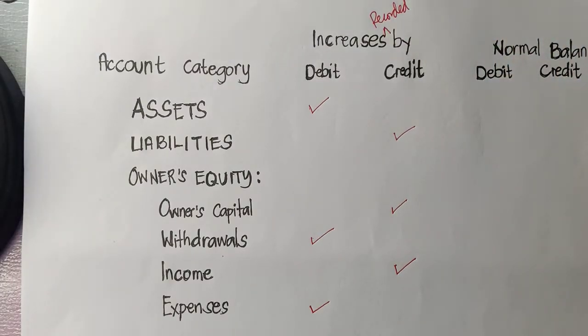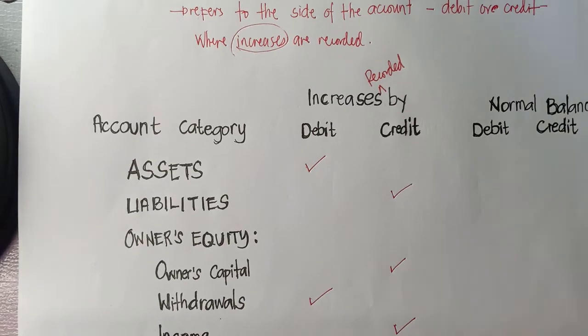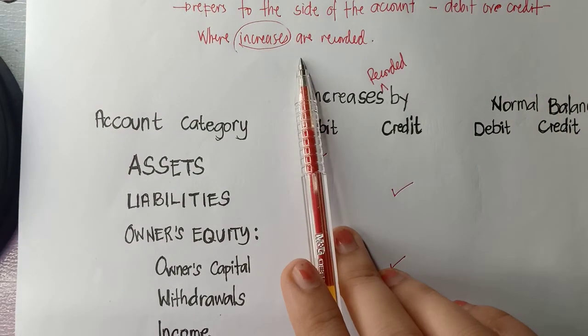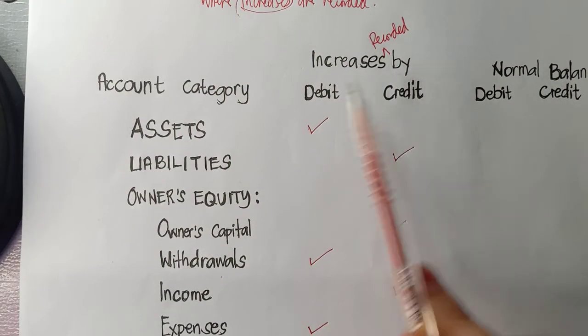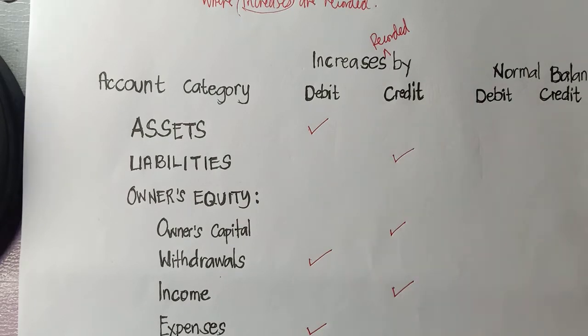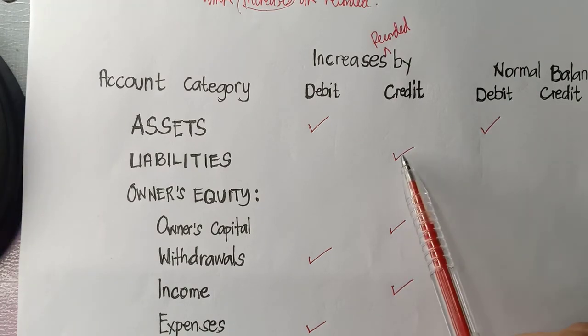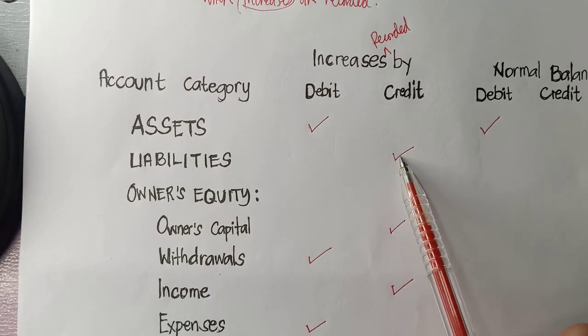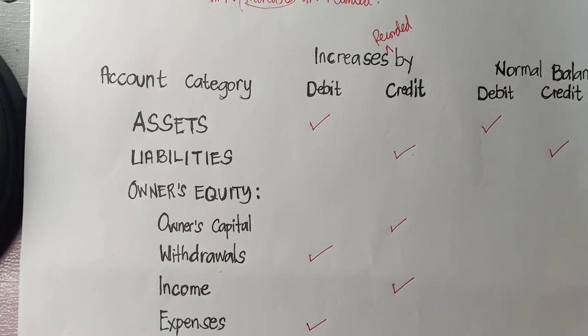So now, let us know the normal balance of those account categories. According to the definition of the normal balance, it is the side where increases are recorded. Therefore, here in the asset, increases are recorded by what? Debit. Therefore, the normal balance of the asset is also debit. Next, liabilities: increases are recorded by credit. Therefore, the normal balance is also credit.